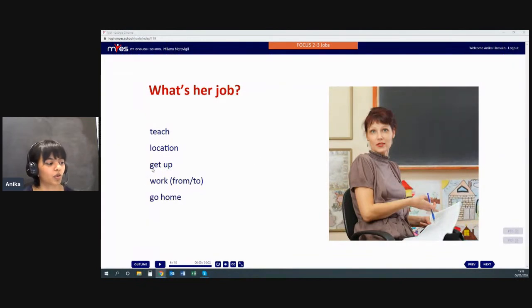Let's talk about the verb work, from, and to. So this is the structure used to indicate the time. So I imagine her working from 9 o'clock until 4 o'clock, perhaps, right? I personally work at different times on different days, having a different schedule. But as a primary school teacher, I think she works from 9 to 4 p.m. Do you agree with me? Feel free to share. Go home. What time do you think she goes home? I think she goes home between 4 and 5 p.m. when the schools close, right? Okay.